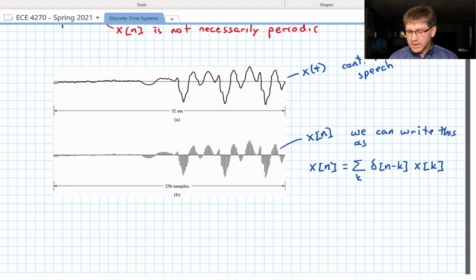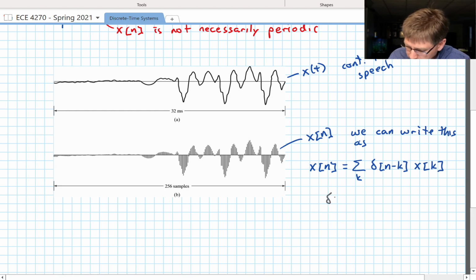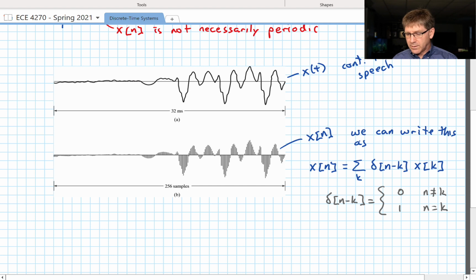Well, x of k and x of n are the same function. They're just indexed by different inputs, one by n, of course, one by k. And the delta, we've seen that before. So what can we tell by looking at this? Well, for one, delta of n minus k is equal to 0 everywhere that n does not equal k, and it equals 1 when n is equal to k.